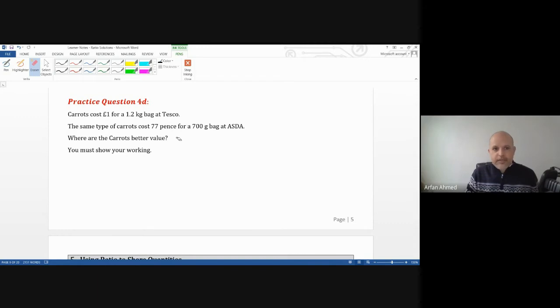Practice question 4D. Carrots cost £1 for a 1.2 kilogram bag at Tesco. Same type of carrots cost 77 pence for a 700 gram bag at Asda. Where are the carrots better value? So when you've got a question like this, you've got two things going on here. You've got Tesco and Asda.